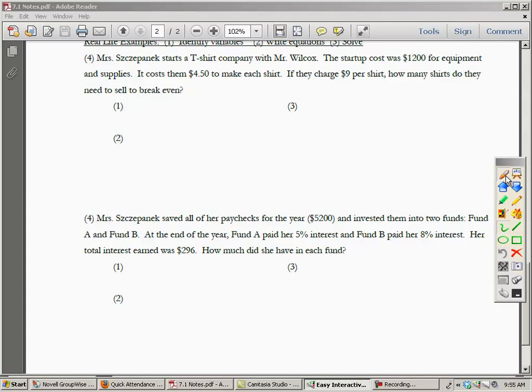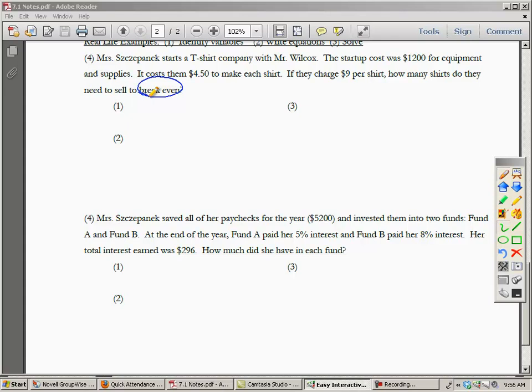And the first thing we're going to do is talk about variables, and then we're going to write our equations, and then we're going to solve them. So Mrs. Japanik starts a t-shirt company with Mr. Wilcox. Startup cost for them was $1,200 for equipment and supplies. It still cost them an additional $4.50 to make a shirt, and they're charging $9 per shirt. So how many shirts do they need to break even?